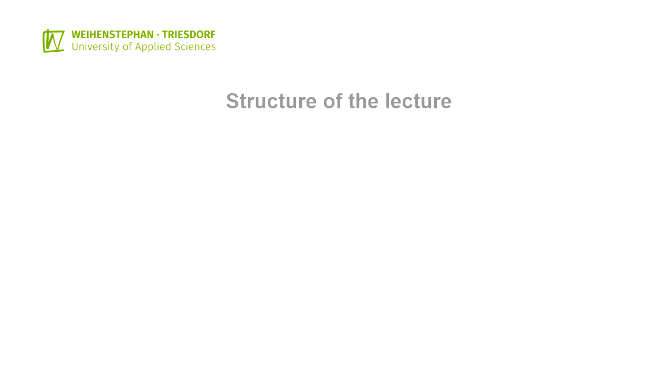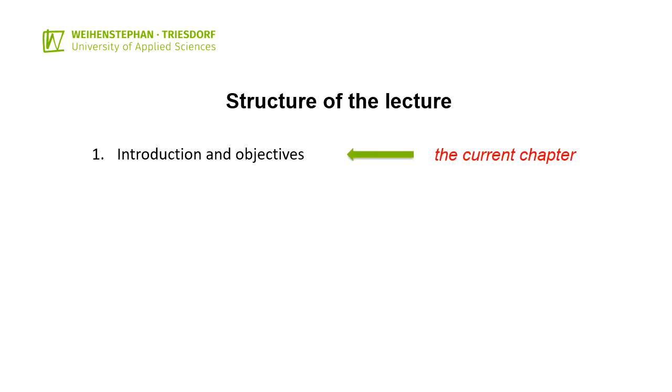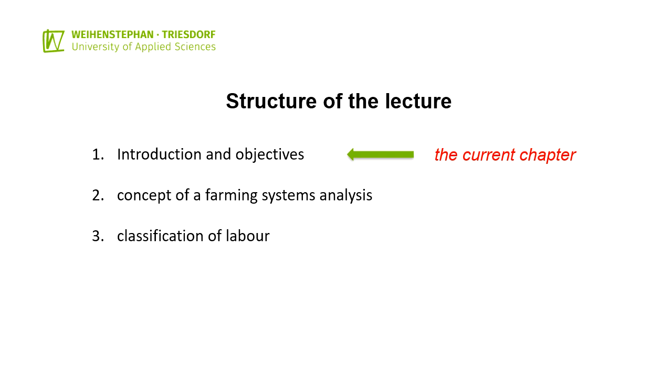The course unit deals with these questions in 5 parts. You are currently watching the introduction. After this introduction, the analytical concept of the investigation of farming systems is presented. Then we talk about differences in the types of labor resources and about how to measure capacities and usage. The last chapter then deals with the question of how work is valued from the perspective of a farming system.